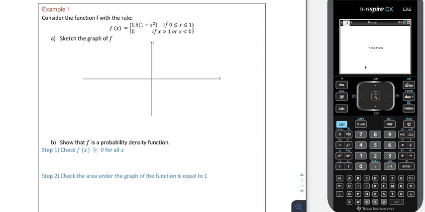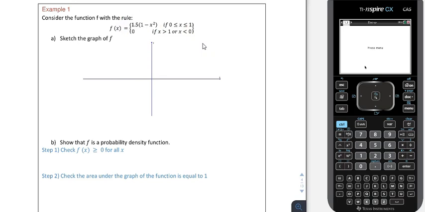Alrighty, examples. So example 1, consider the function f with the rule, it's a hybrid function, so we've got more than one part of it. The important part of this is that what it's saying is that between 0 and 1 is our probability density function. Anything outside of those two values, the function is then 0. So it's actually not calculating an area underneath that. So it's this portion here, between 0 and 1, that's actually going to create our probability function.